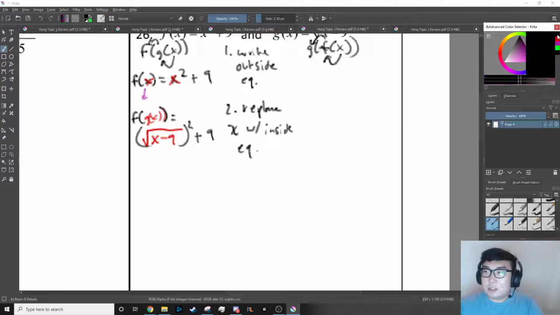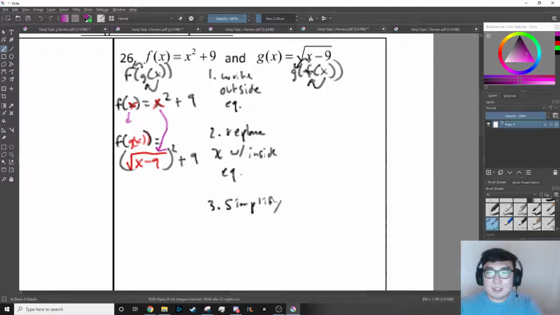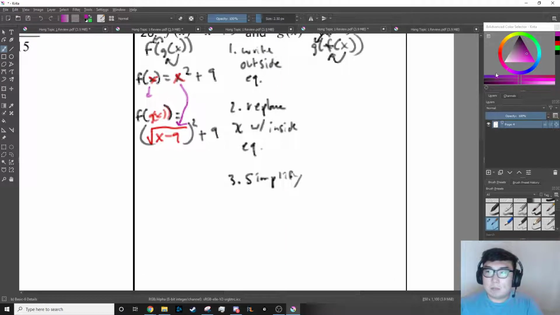Now, all we have to do is simplify. Oh, I guess I should draw this purple arrow. This x turned into this equation. And because we know that g of x is equal to square root of x minus 9, I just substituted it. I could have written g of x inside here, but meh. It's just like a training wheel. So I just transferred it completely into square root of x minus 9.